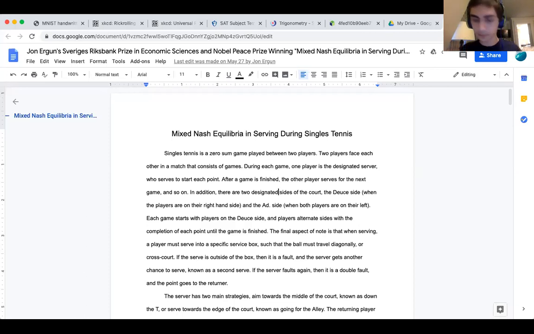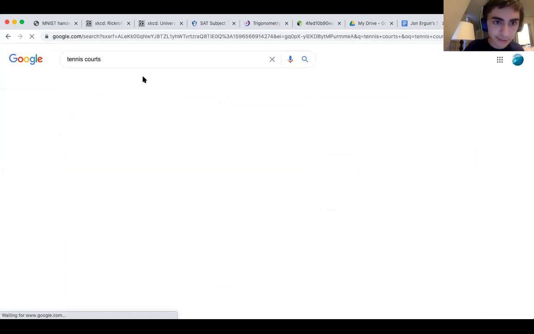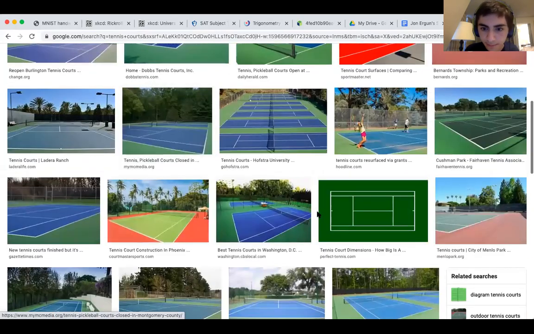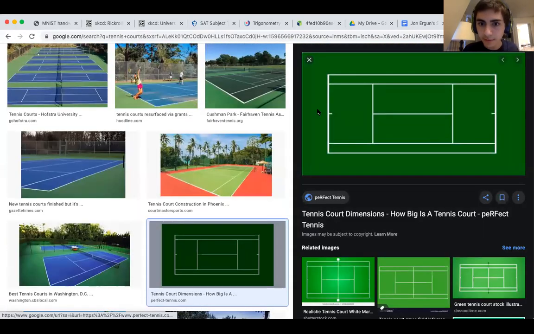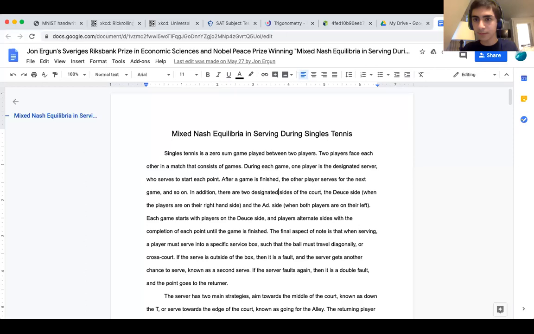Or in tennis, let me just pull up a picture of a tennis court. So if this guy is serving, there's this net down the middle, so he can either serve towards the edge, which is going for the alley, the doubles alley. So going towards the edge is called the doubles alley. And then if you want to serve more down the middle, that's called going down the T, because if you just look at one half of the court, then this kind of forms a T. So going down the T is going down the middle.